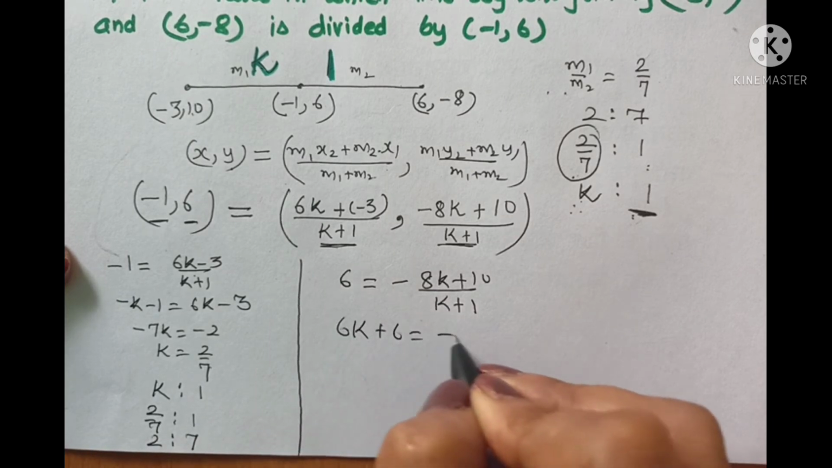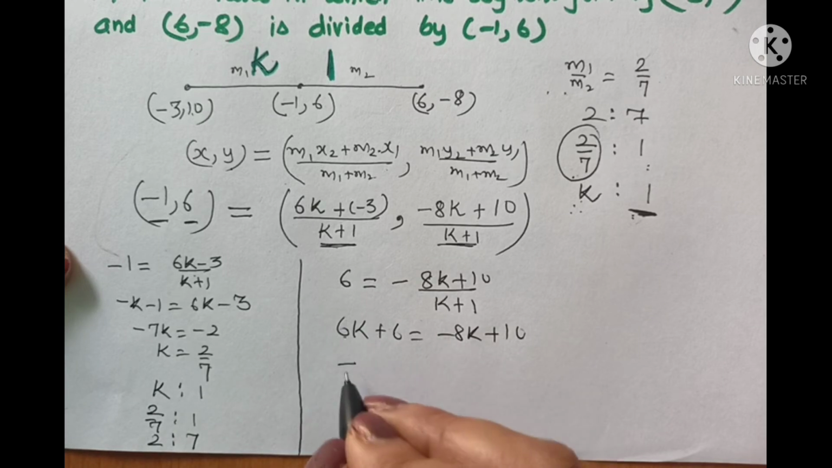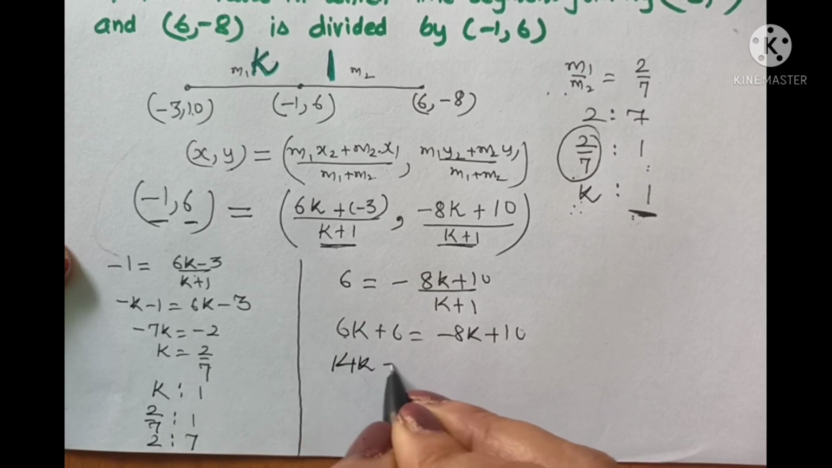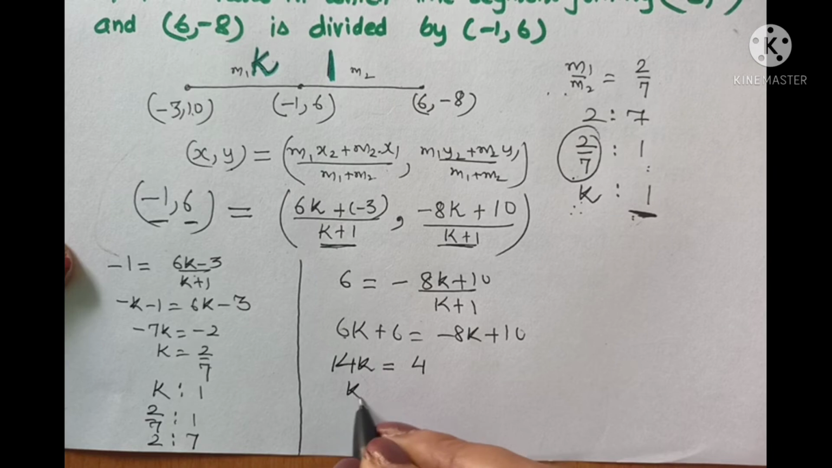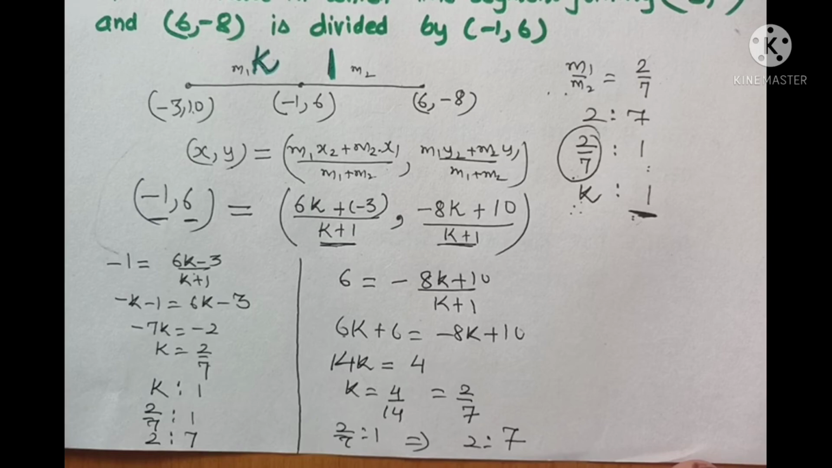6k plus 6 is equal to minus 8k plus 10, which gives me 6k plus 8k, that is 14k, is equal to 10 minus 6, that is 4. So, k is equal to 4 by 14, that is 2 by 7. So, again 2 upon 7, ratio 1 gives me 2 ratio 7. So, here you can see the answer is same.